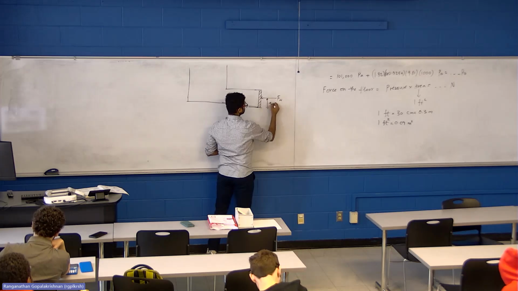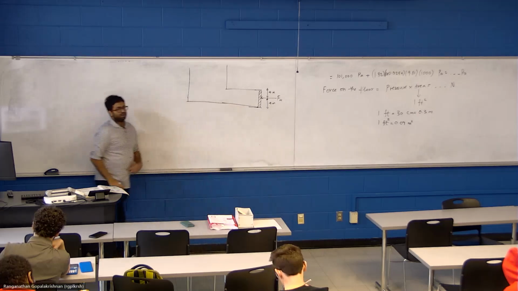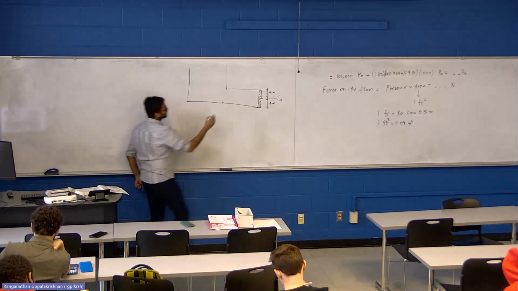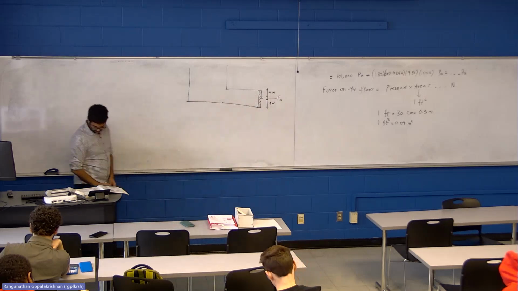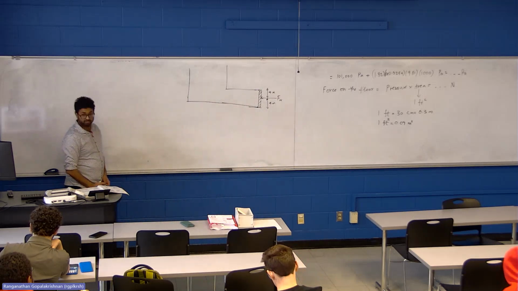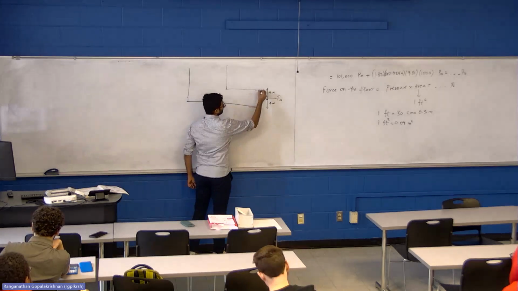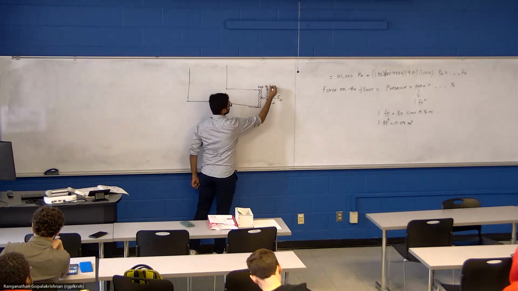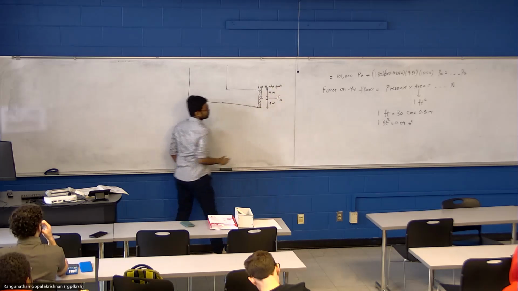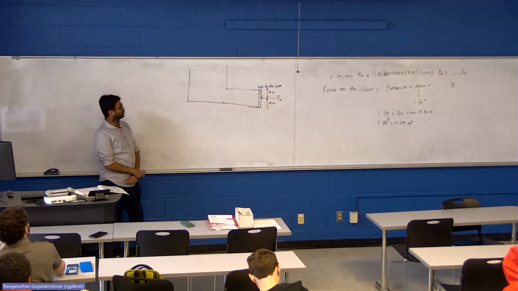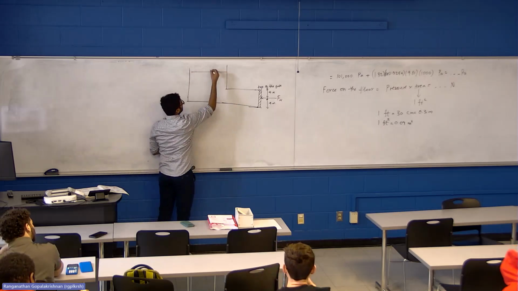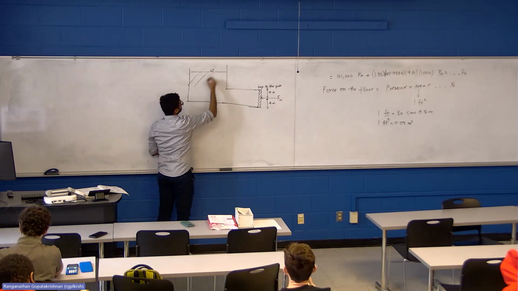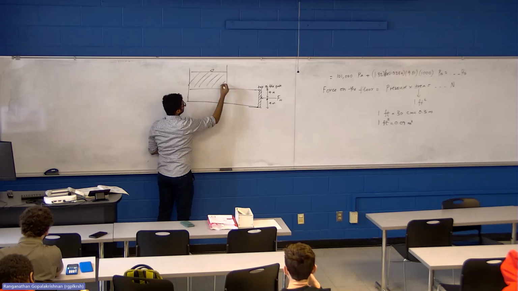This is 4 meters. This is also 4 meters. Will the pressure at the top of the gate be 0? No, because there is water all above it, at a certain height. So the weight of all the water that is above this plane will show up here.